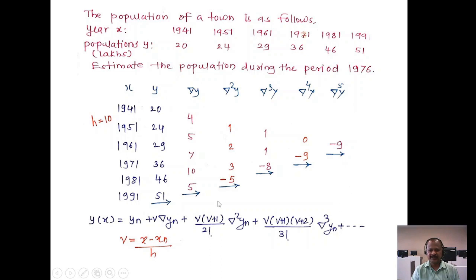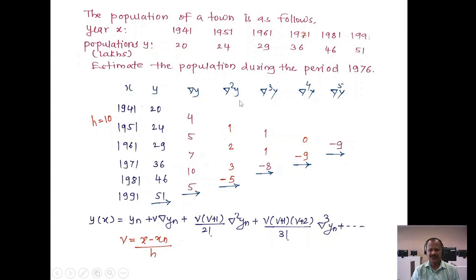Now you have to prepare one table. So x is given as 1941, 51, 61, 71, 81 and 91. Population in lakhs is 20, 24, 29, 36, 46 and 51. Now we have to find the differences. The first difference is delta y. So 24 minus 20 is 4. 29 minus 24 is 5. 36 minus 29 is 7. 46 minus 36 is 10. 51 minus 46 is 5.